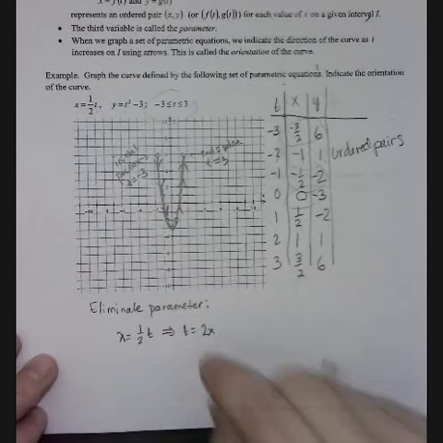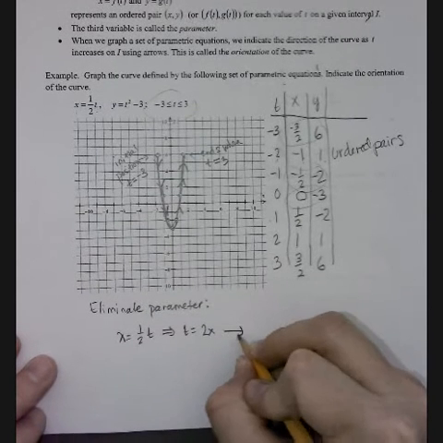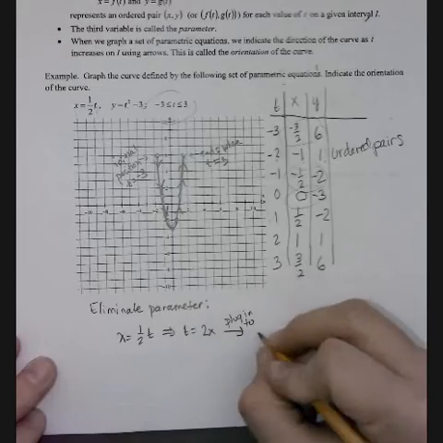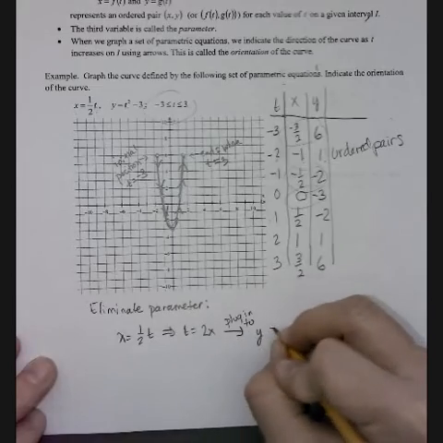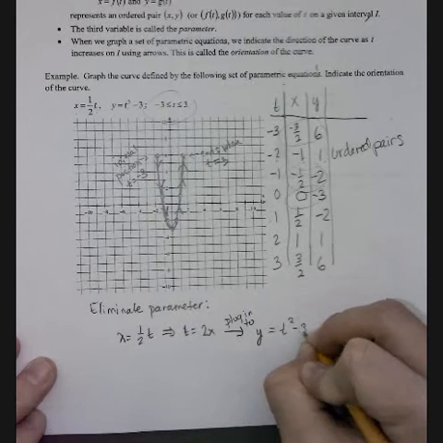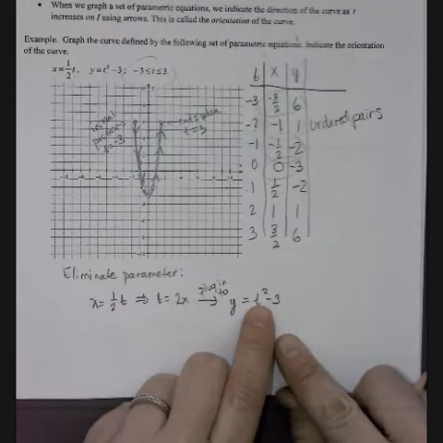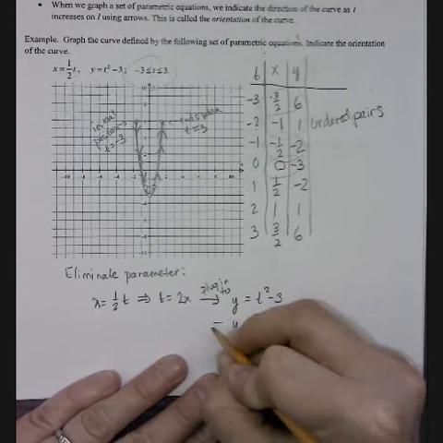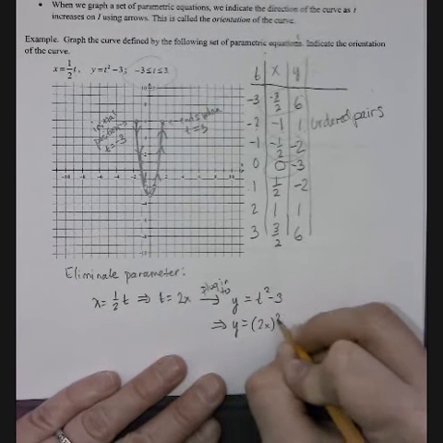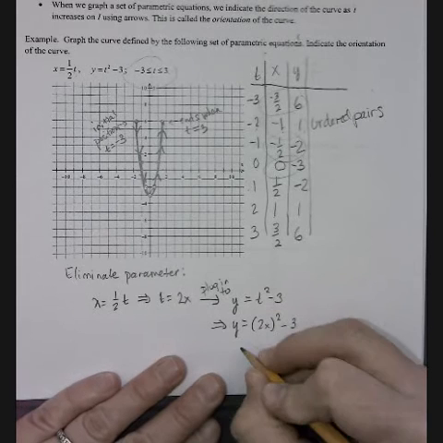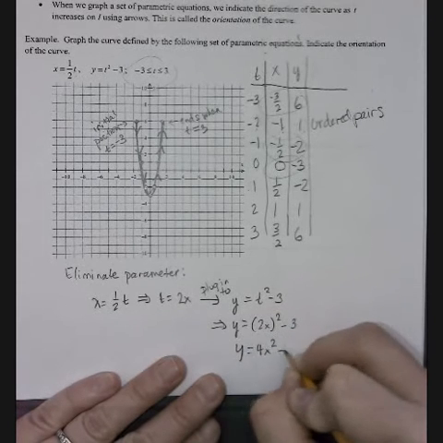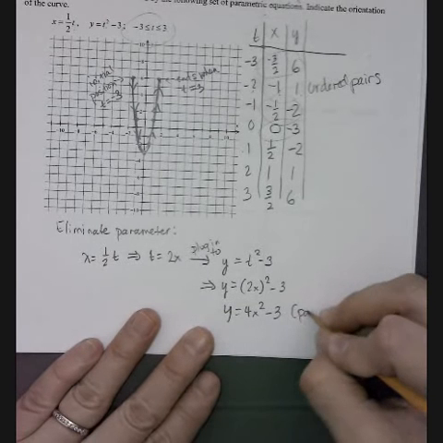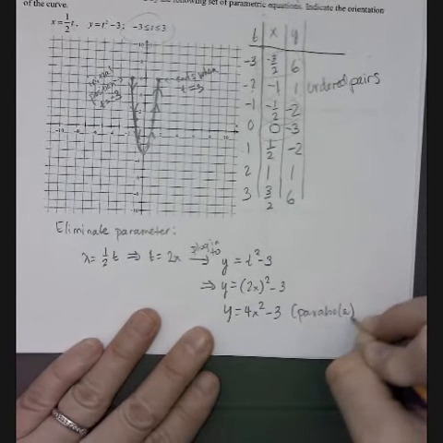And then you're going to plug that in to the equation y equals t squared minus 3. So replace the t with 2x. That gets the t out of the equations. So then y equals (2x) squared minus 3. So y equals 4x squared minus 3. And now we can see that's a parabola, right? Which we already could tell from the graph that it was a parabola.